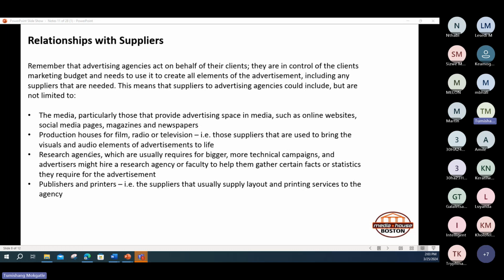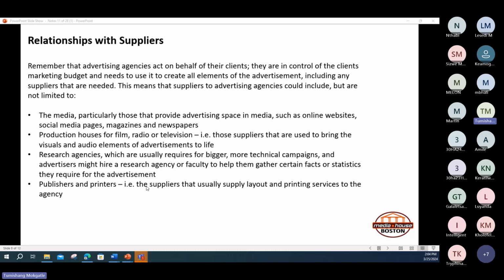Research agencies. Why research agencies? It is because if maybe we require big data, or we have a more technical campaign, or maybe we need to know more information about our target market, then we would reach out to research agencies and we say, please conduct research, groundwork research or field-based research, or maybe mobile research. So something that can be quick and easier for us to establish that, okay, who are our target market? Lastly, publishers and printers. So these suppliers usually supply layouts and printing services to the agency.